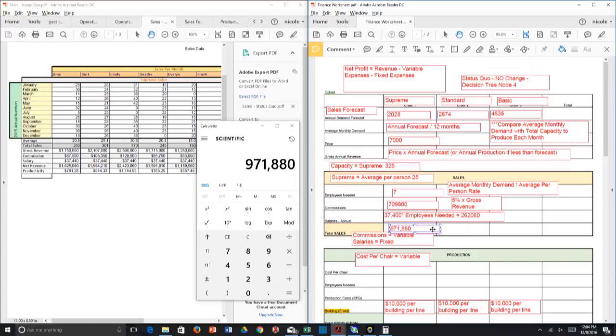Once I have a total cost for Supreme, I can get a total cost for Standard and Basic, and then I can get a total sales cost. Total cost to sell all 3 chairs. And because up here I had a gross revenue from all 3 chairs, now I can subtract the total cost to sell from all 3 chairs. And I'm getting closer to how much we are actually making as a company.